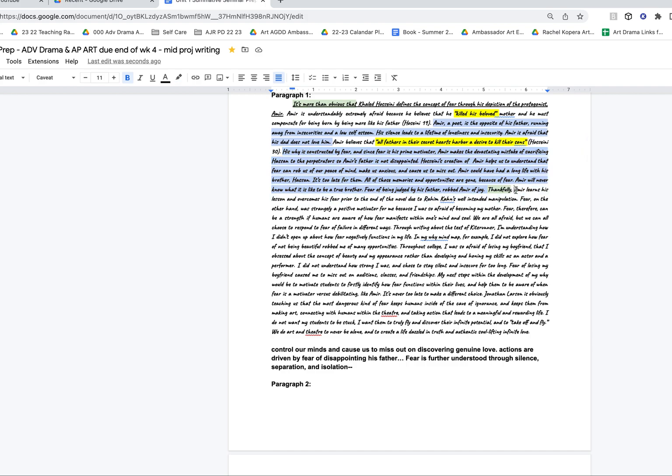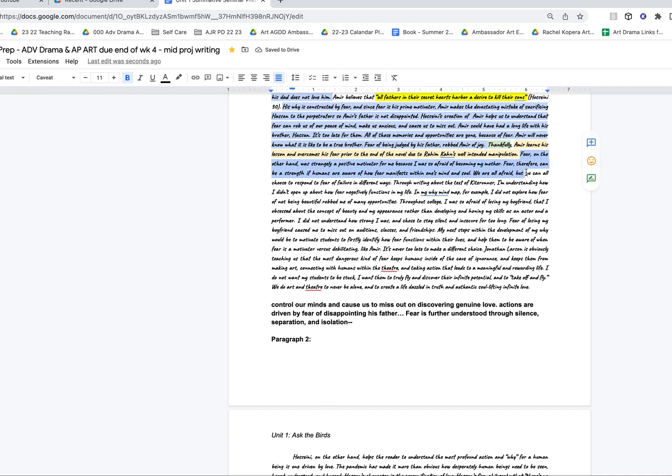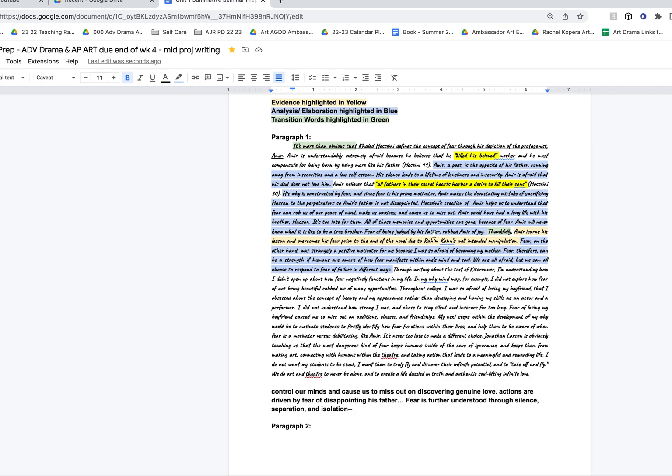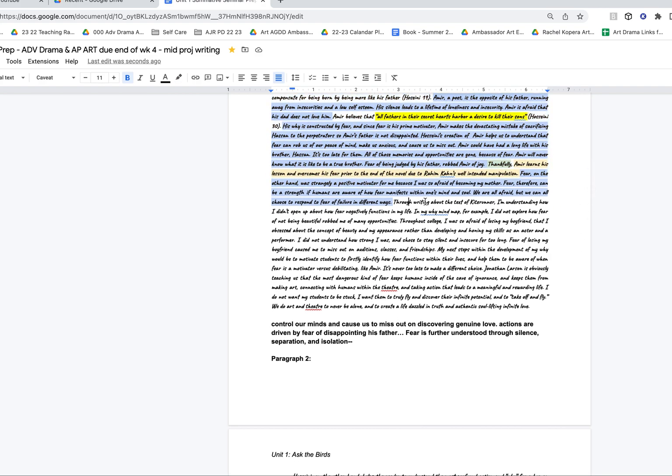Evidence can be a fact. You want to avoid that if you can use a quote, but here I have a fact and then a lot of elaboration. Okay, this is all elaboration, right? So elaboration or analysis is what you think about the quote, right? And that's when you're connecting it back to the topic sentence.